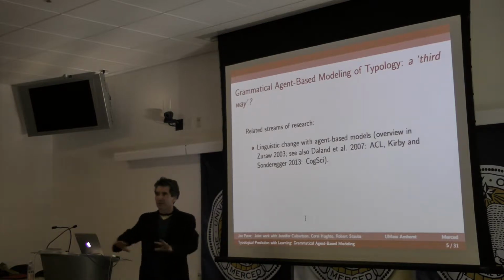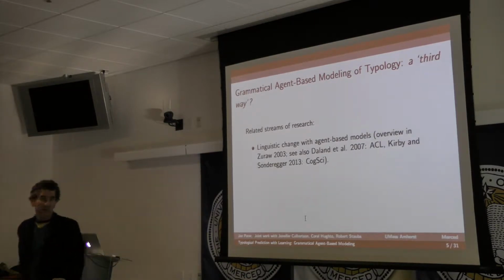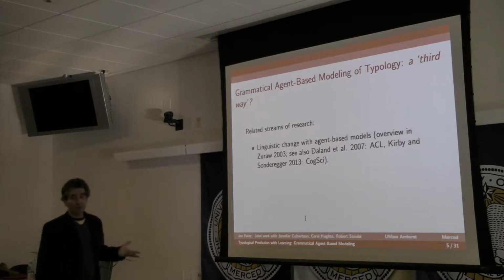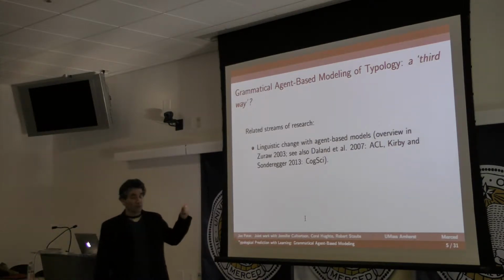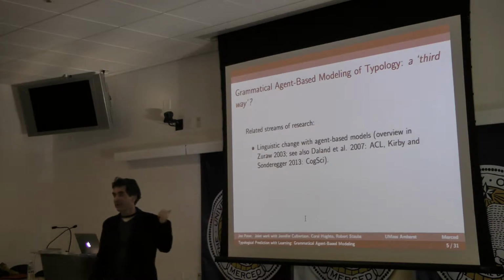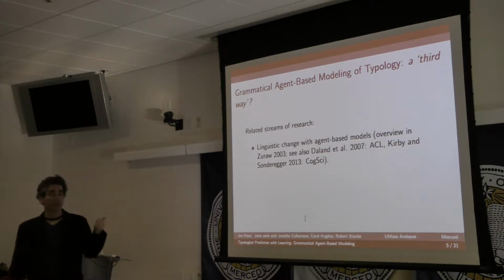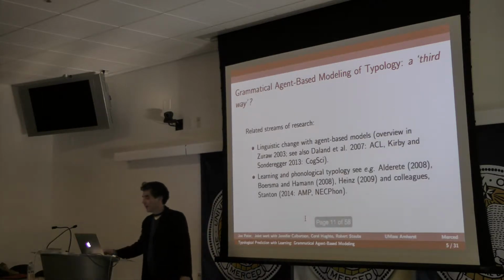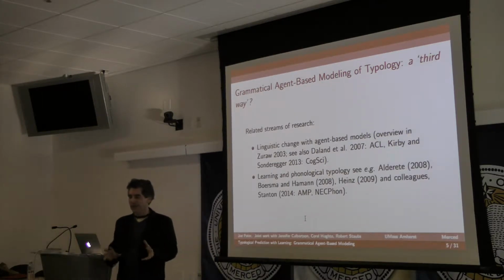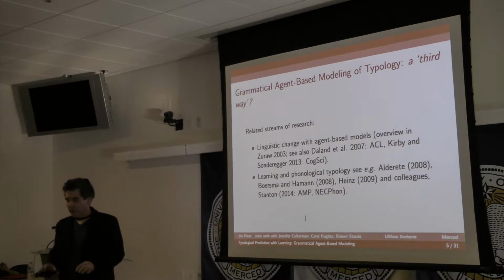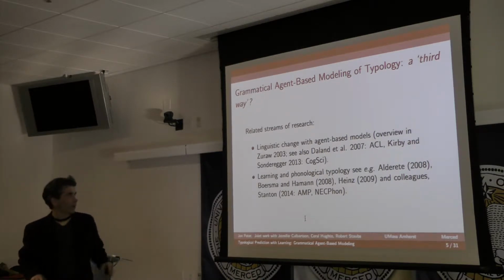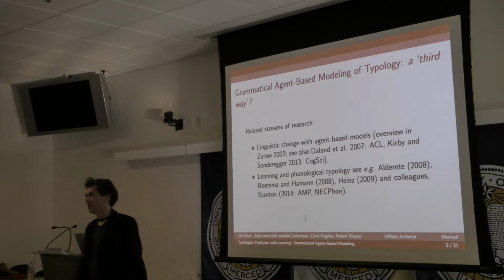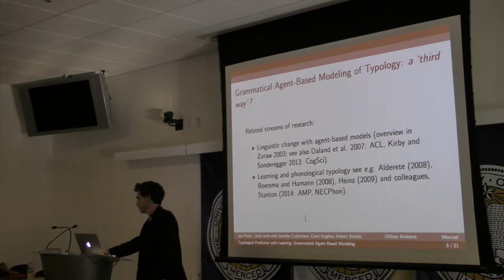This work is related to large streams of previous research. There's been quite a lot of work done on linguistic change with agent-based models. There's a very nice review of that work done by one of the other speakers in this series, Kai Zra, in the Probabilistic Linguistics book. And there's also a fair bit of work that's been looking at the role that learning might play in phonological typology, but most of this hasn't been using agent-based models, and I'll be explaining why agent-based models are useful in this work in a little bit.